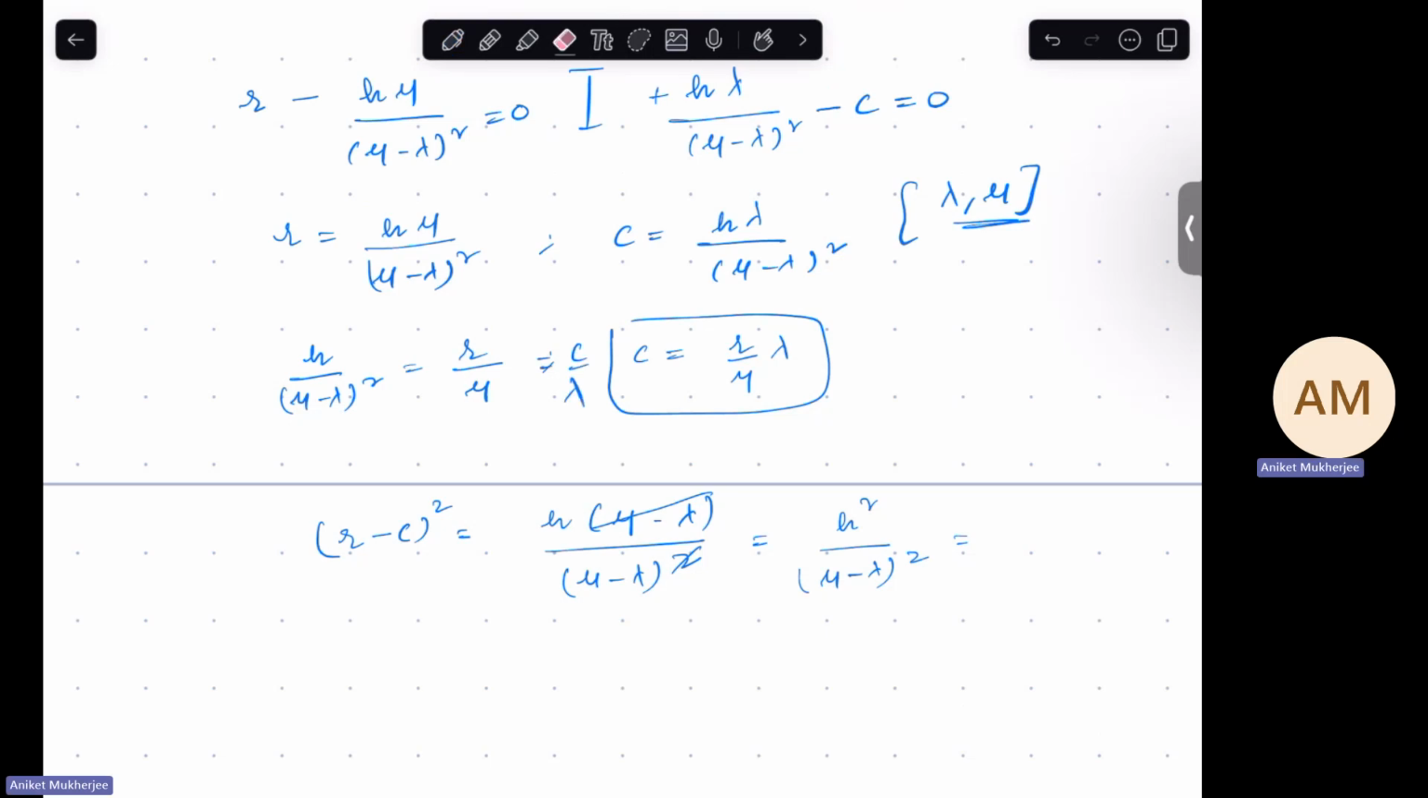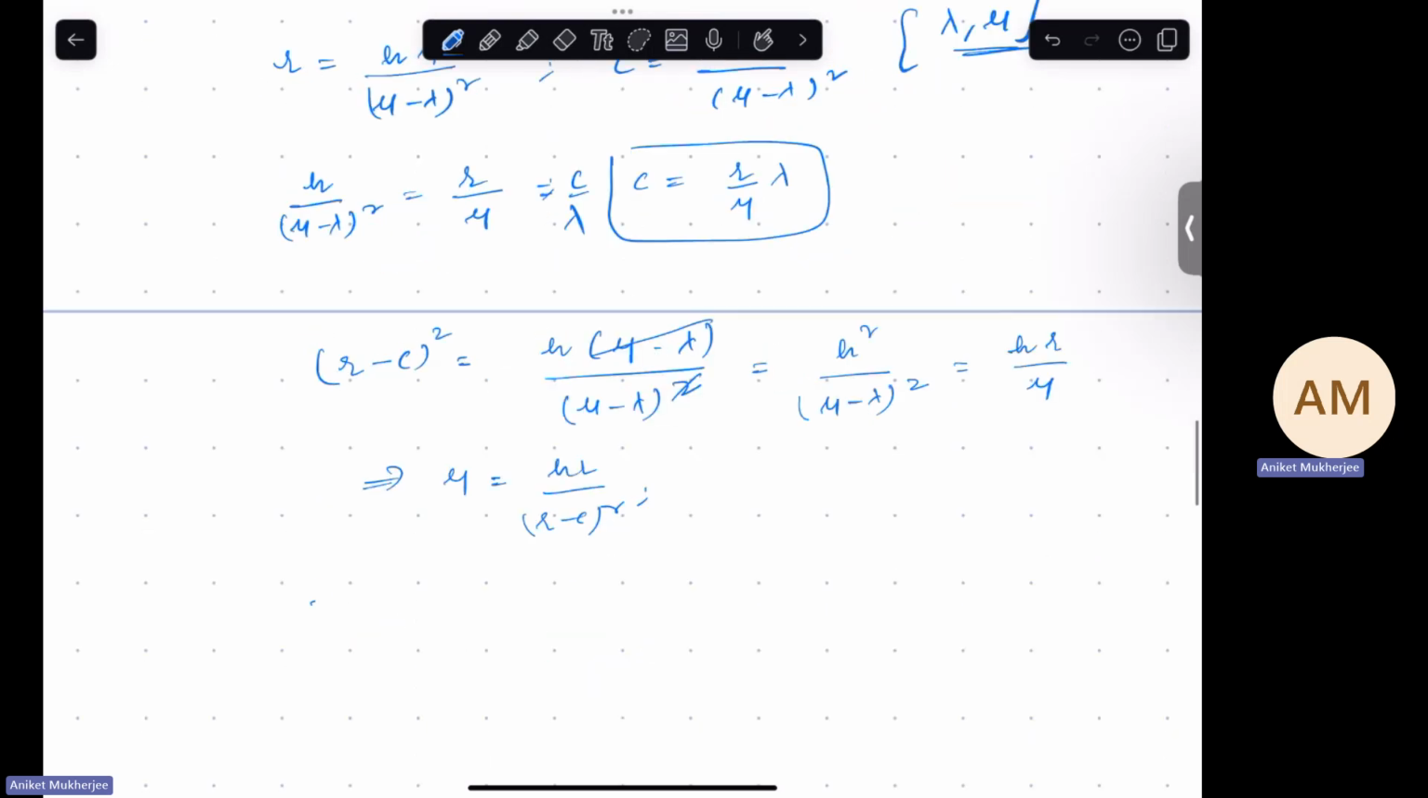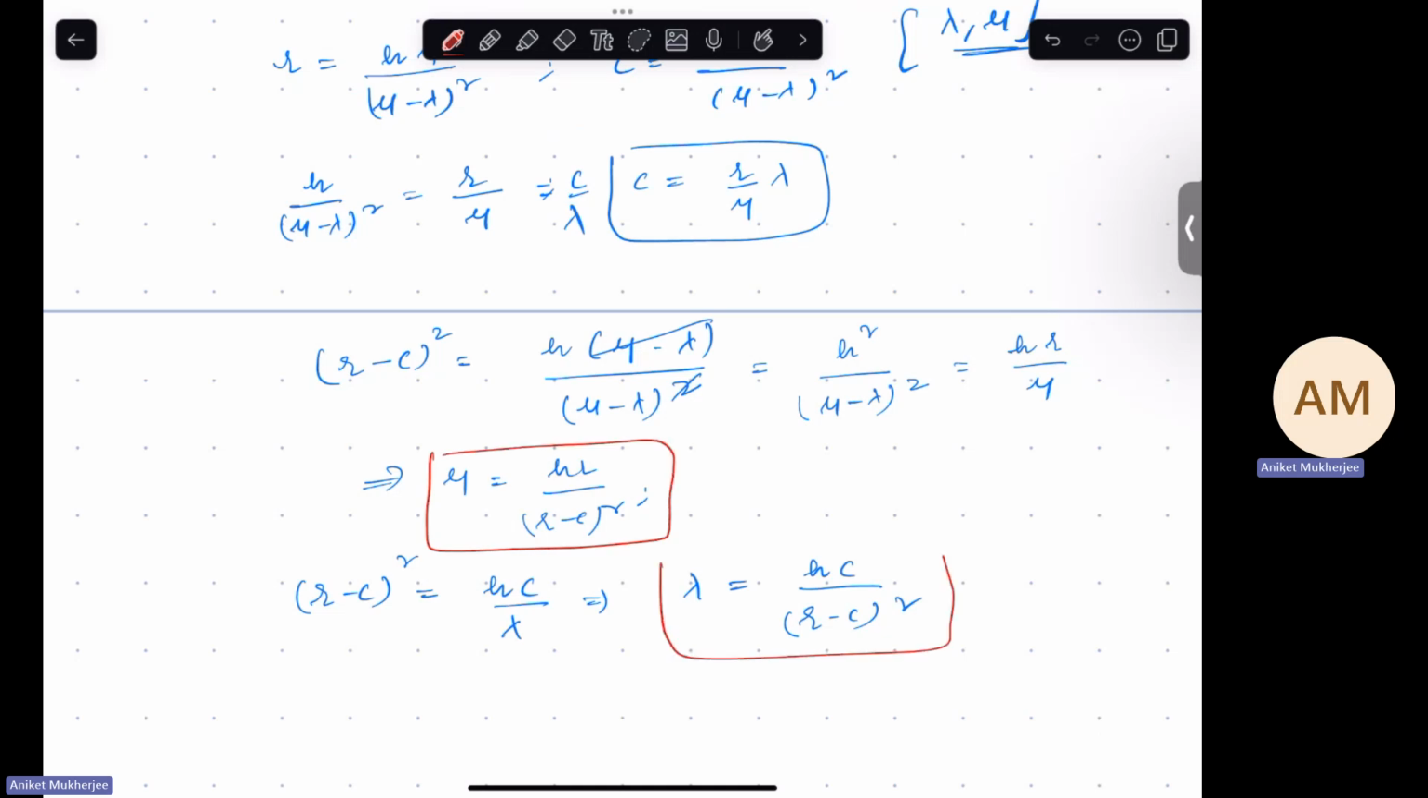So we substitute R by mu, which gives us mu equal to HR by R minus C whole square, and we substitute C by lambda, so we get R minus C whole square equal to HC by lambda, which implies lambda equal to HC by R minus C whole square. So we have these two solutions for mu and lambda.